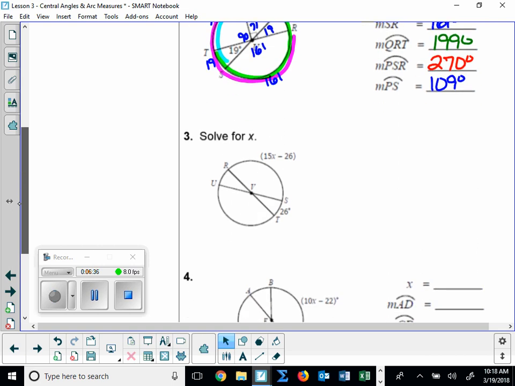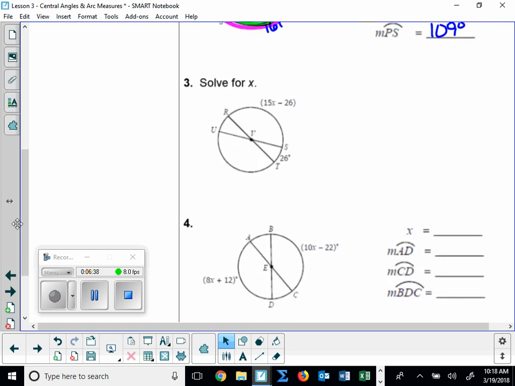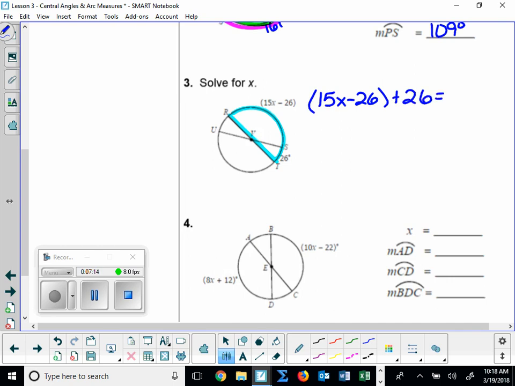All right, let's take a look at number 3. Number 3 asks me to solve for x. Well, I do notice something interesting here. RT is called a diameter, and the arc that is intercepted by a diameter is called a semicircle. Semicircles measure 180 degrees. So 15x minus 26 plus 26 equals 180.